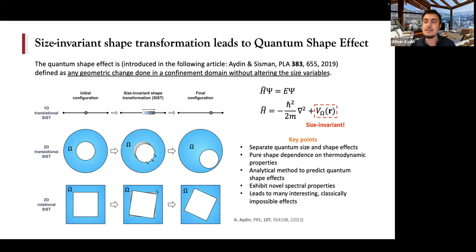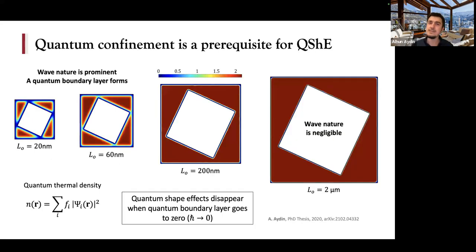So you will see in the next slides that this leads to some very interesting effects in thermodynamics. Before that, I would like to also emphasize one important property of quantum shape effect. It's really a quantum effect because it comes from the quantum confinement. So you can't do this in, for example, your room, right? If you took some square and confined the gas in it at room temperature on your room scales, you won't observe these effects because this is strictly a quantum effect.